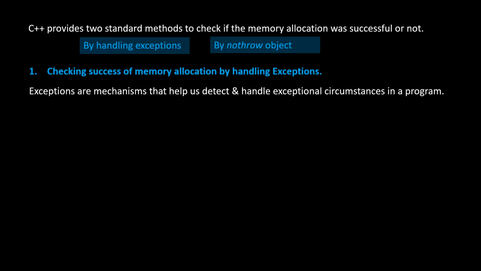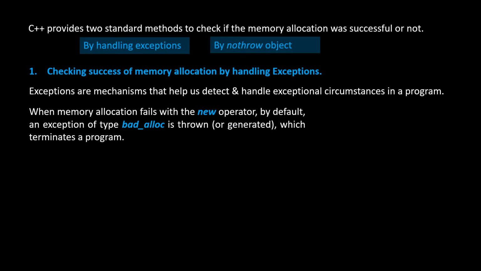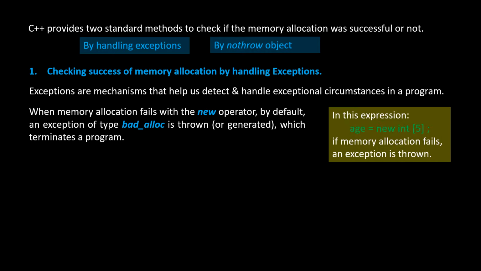Exceptions are mechanisms that help us detect and handle exceptional circumstances in a program. When memory allocation fails with the new operator, by default, an exception of type bad_alloc is thrown or generated, which terminates a program. In the expression age = new int[5], if memory allocation fails, an exception is thrown by default.